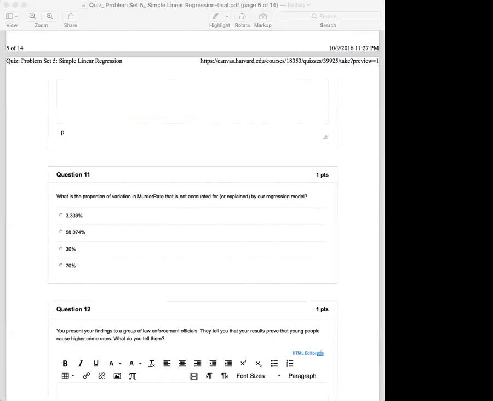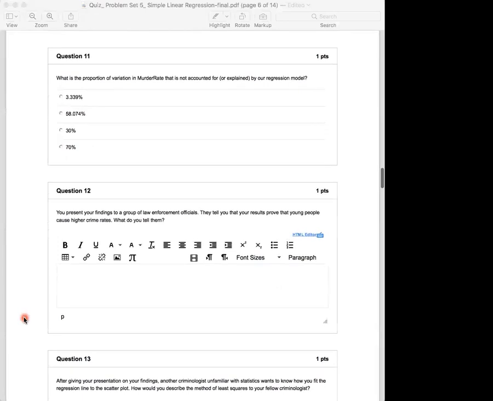Then we ask a question that might be relevant for the final exam. We emphasize that there's a negative linear relationship between elderly population and murder rates, and we emphasize that this is not necessarily causal. That is, there are other variables that can explain the association between the x variable and the outcome variable.